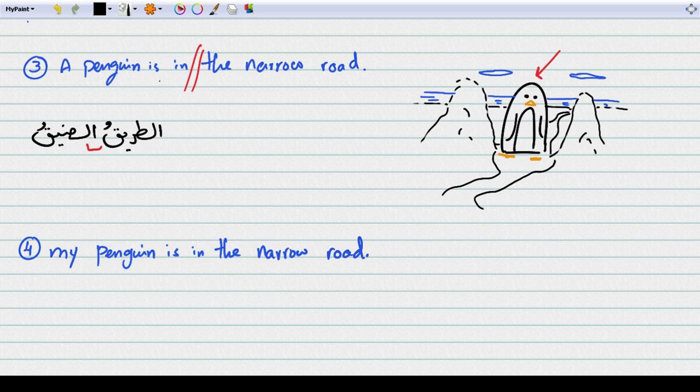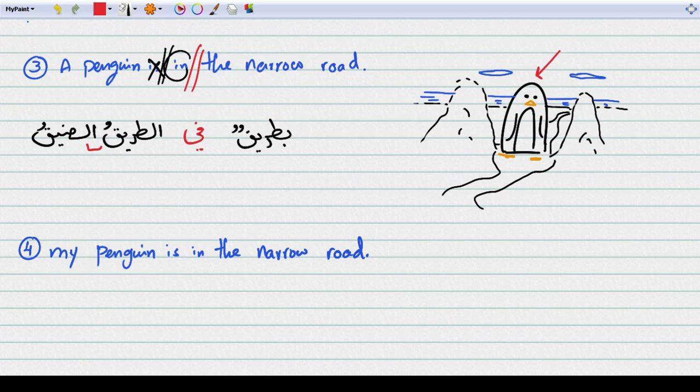And then I want to add two things, a penguin and in the road. Of course, remember, is does not appear in Arabic, especially in the present tense. Okay, so we say بطريق, which is a penguin. And then we translate in, which comes in Arabic as fi. So you translate in, and it becomes fi. بطريق في الطريق الضيق.